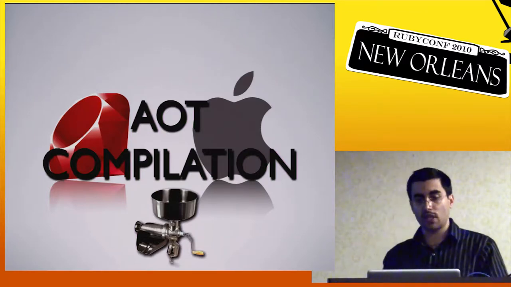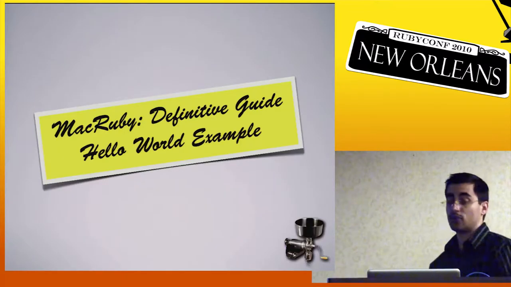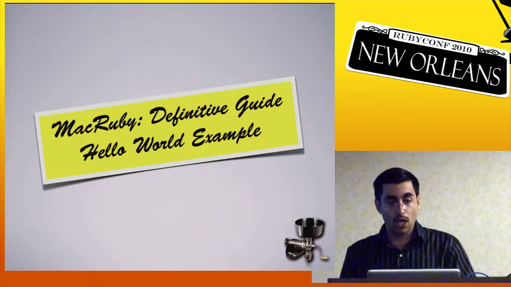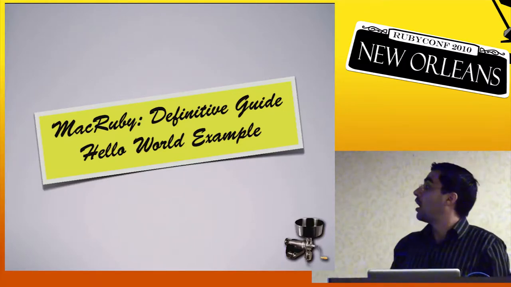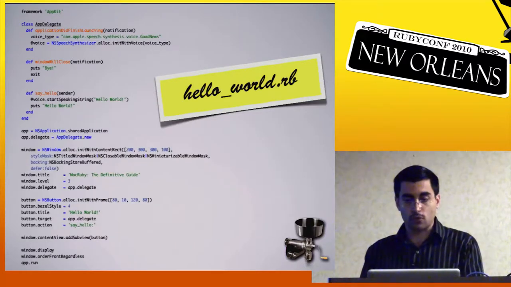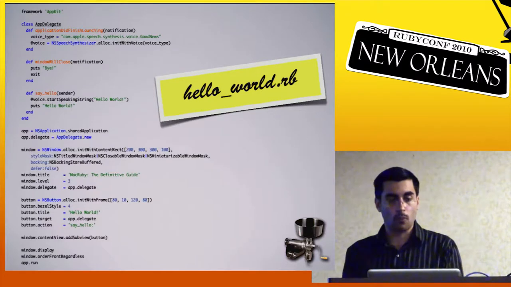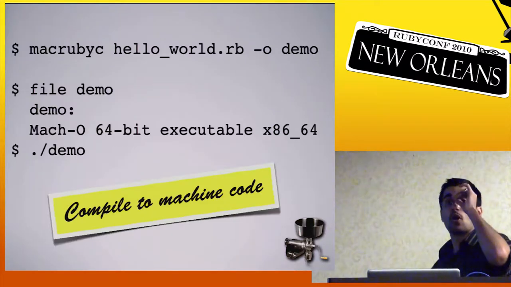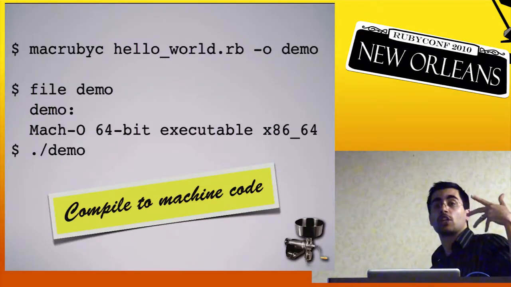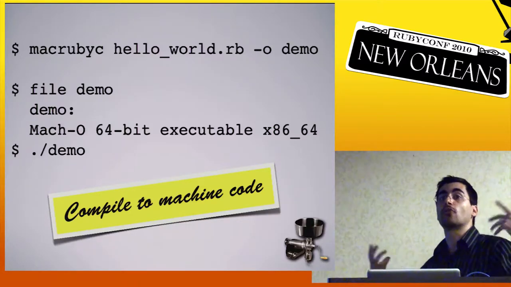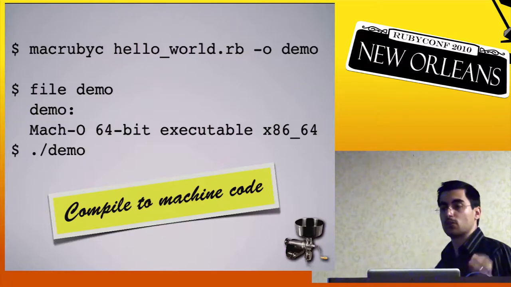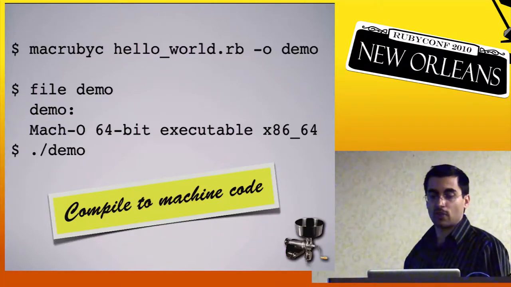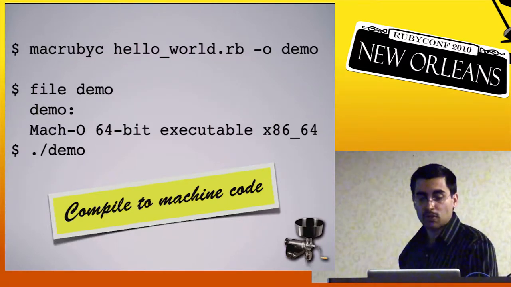So I'm just going to take the first example of my book, which is just a simple Hello World example. And this is the Ruby file. I'm not going to go through the code with you. I just want to show you how that works and show you the end result. You press on the button, and it changes the button to say hello world, and then there's a voice using the Mac voice that will say hello world. Something very simple, just to understand the different concepts.